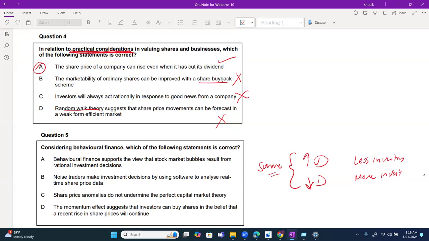Lastly, considering behavioral finance, which of the following statement is correct? Behavioral finance supports the view that stock market bubbles result from rational investment decisions. A bubble means the stock market becomes very high. Stock market bubble means the stock market is abnormally high.